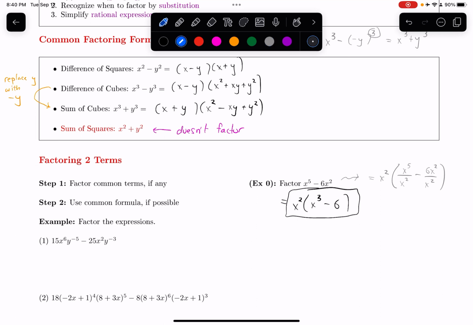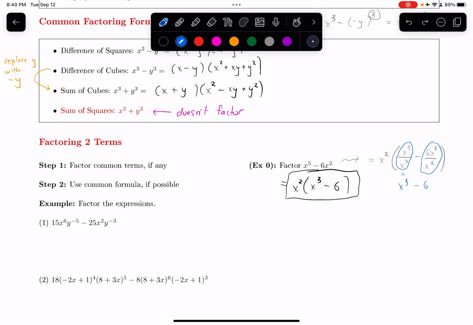If I test this now, what does it simplify to? x to the 5 over x squared is x cubed. In the next fraction, the x squareds cancel, and I just get 6, and of course that minus sign. And that's the same thing that I have here. So this idea, that whatever I'm factoring out divides each of the terms, and that's what's left over in the parentheses, I'm going to keep in mind, especially when I have negative exponent terms.